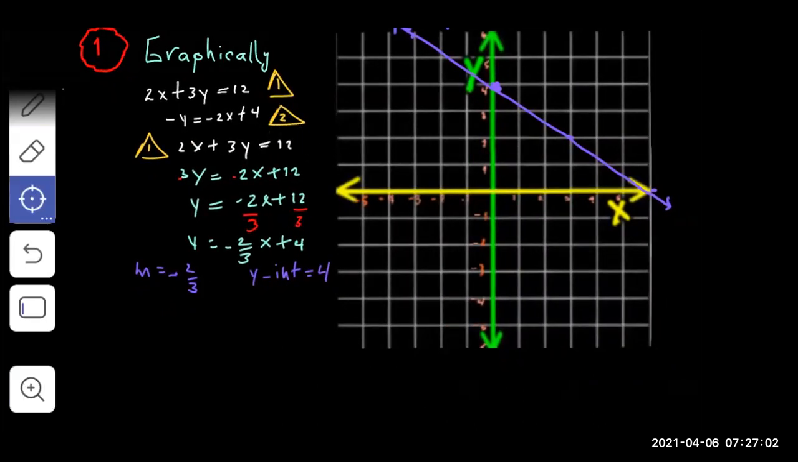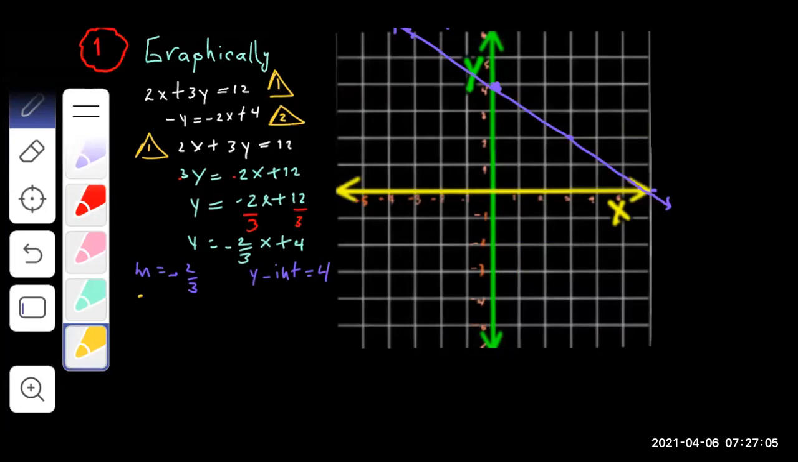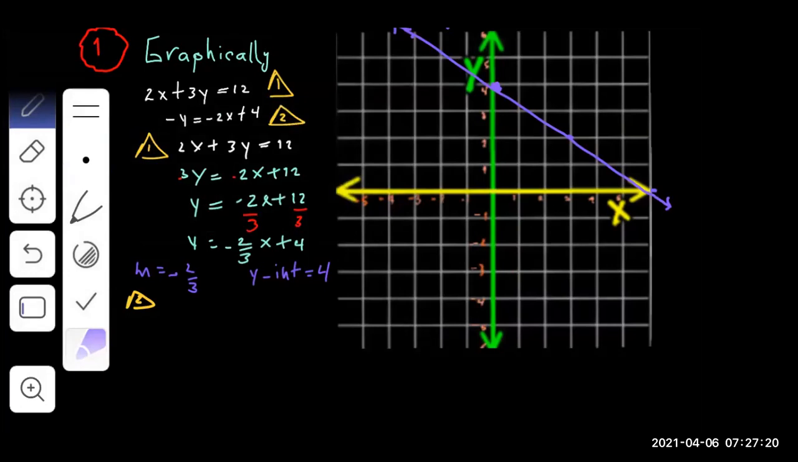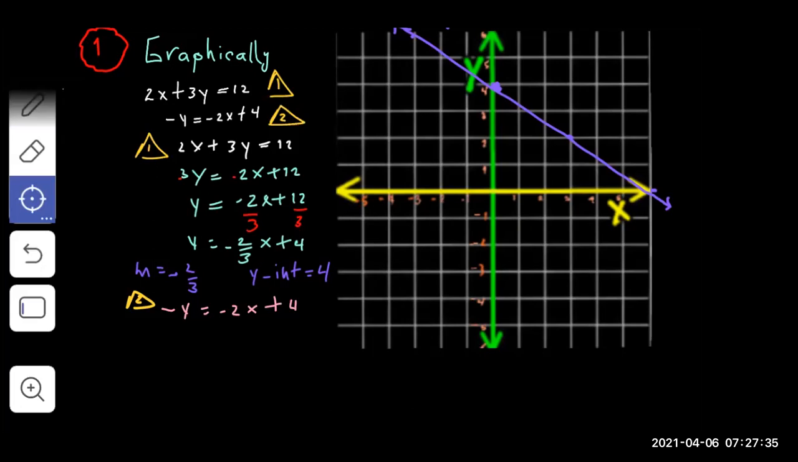I'm going to copy the second equation, which is 2x plus 3y equals 12. No, sorry. It's negative y equals negative 2x plus 4. Okay, I'm going to work with the second equation. Let me copy that. Negative y equals negative 2x plus 4. Okay, this is what we got, guys. This one, the second one.